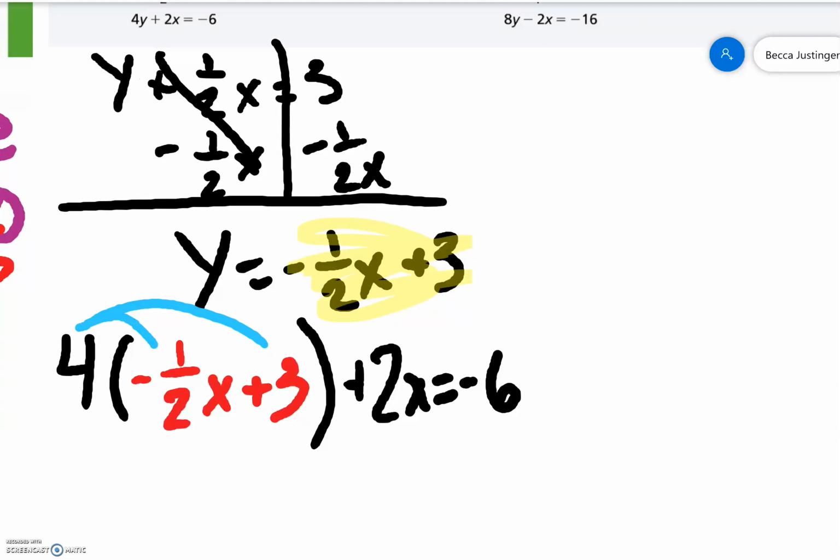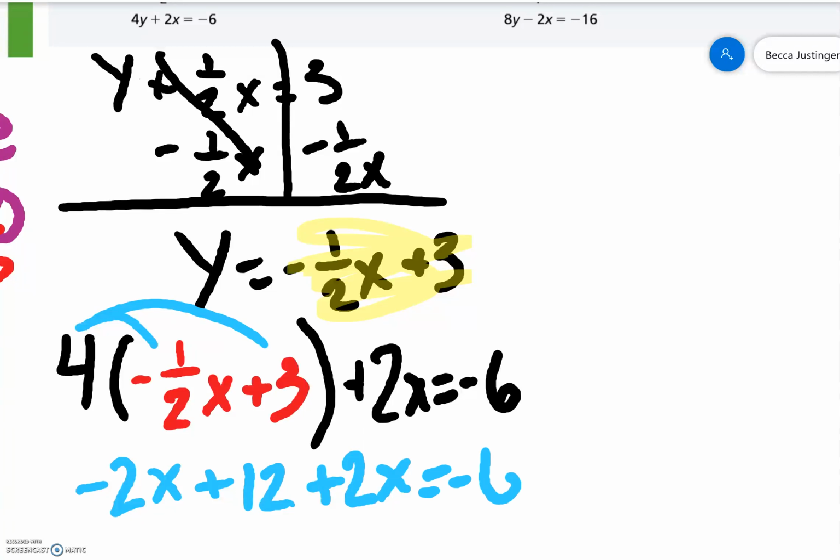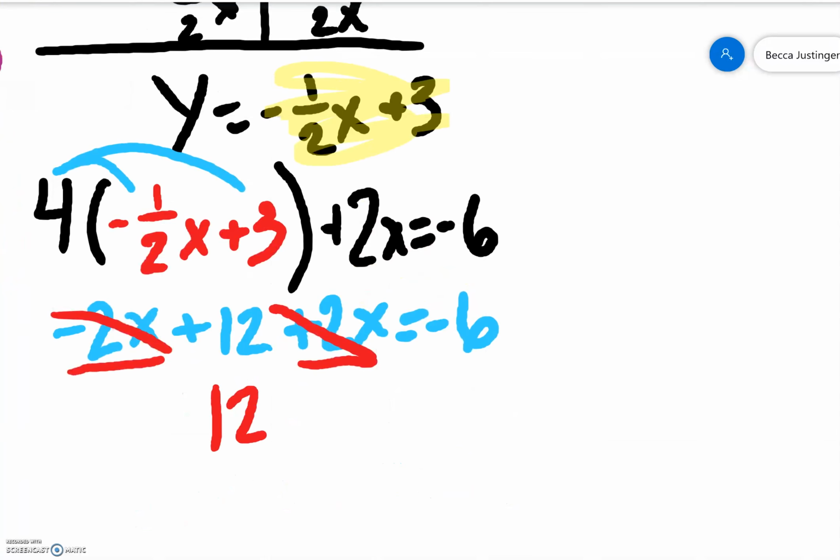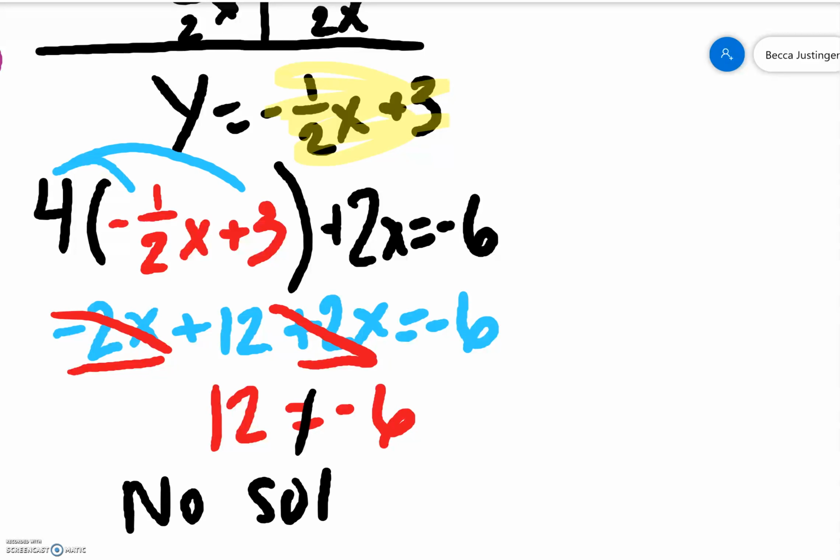Now I distributed my 4. 4 times negative 1/2 is negative 2x. 4 times positive 3 is positive 12. Plus 2x equals negative 6. Combine like terms, negative 2x plus 2x. Those are opposites. They cancel each other out. And we're left with 12 equals negative 6. Is that true? No. There is no solution.